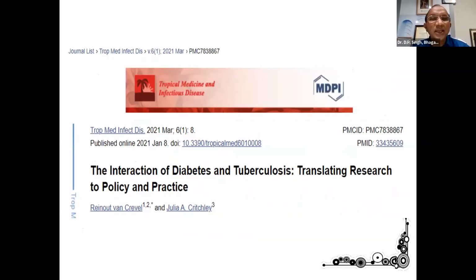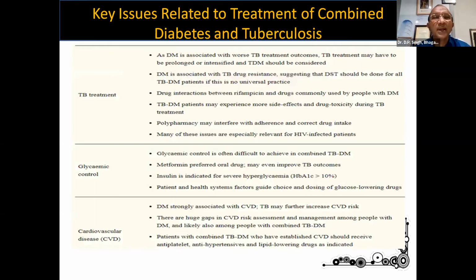There is a beautiful article in 2021, just in January, on interaction of diabetes and tuberculosis, translating research to policy and practice. And the key issues recommended by that: TB control and associated cardiovascular disease. In TB-DM treatment, as DM is associated with worse TB outcome, TB treatment may have to be prolonged and intensified. But the National Tuberculosis Control Program again advises 6 months only. DM is associated with drug resistance. The drug interactions are there, more side effects are there, more polypharmacy are there. These issues should be tackled.